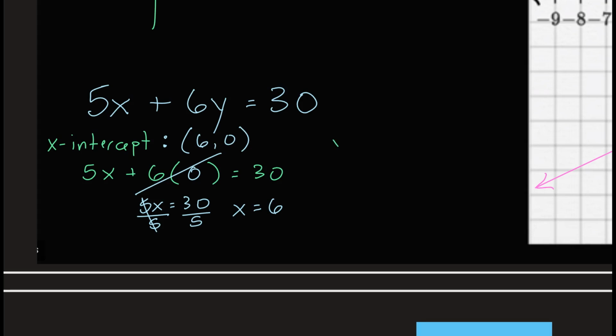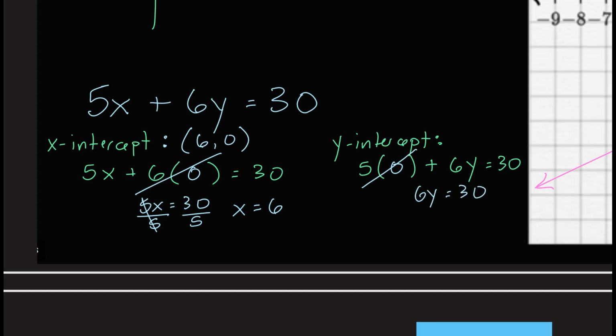Now for the y-intercept, we have 5x plus 6y equals 30. This time we know that the y-intercept is always going to have an x value of 0, meaning we're going to input 0 for x. So 5 times 0 cancels to give 0, and you're left with 6y equals 30. Divide by 6 to get y by itself, so y is 5. That means our y-intercept is 0, 5.